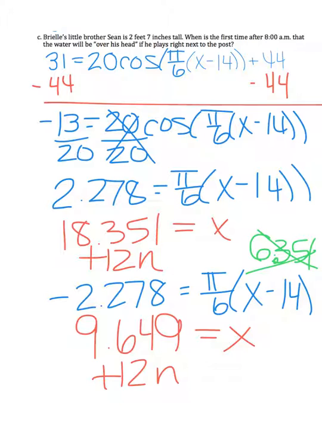And then this answer right here, 9.649, is after 8 a.m. If I tried taking 12 away from that, that would go into the negative. So basically this is your answer here. The only thing you might want to do is change 0.649 hours into minutes. So in your calculator, put 0.649, multiply by 60, and that'll give you the number of minutes, which should be about 39 minutes. So our final answer should be at about 9:39 a.m.